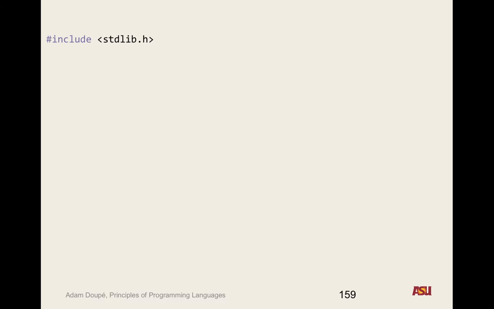Okay, first thing we've got to do, we've got to include stdlib.h, right? Because that's where malloc and free and those functions are defined. We're going to include stdio. We're going to define our main function. We're going to have a local void pointer called test. We're going to have a local integer i.